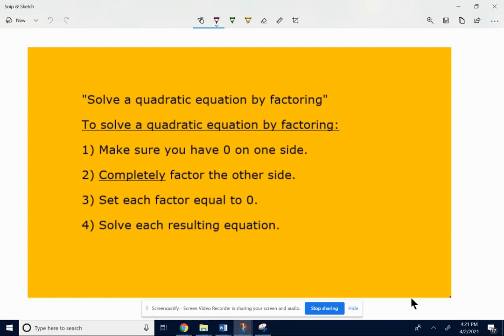The third thing, we're going to set each factor equal to 0, and that's going to give us some equations. We're going to set each factor equal to 0, and then we're going to solve each of those individual equations. That's going to give us all of the solutions to the equation. Okay, let's do some examples.